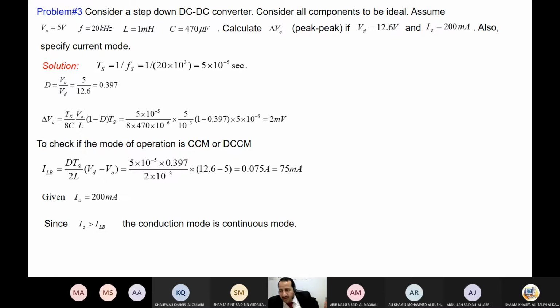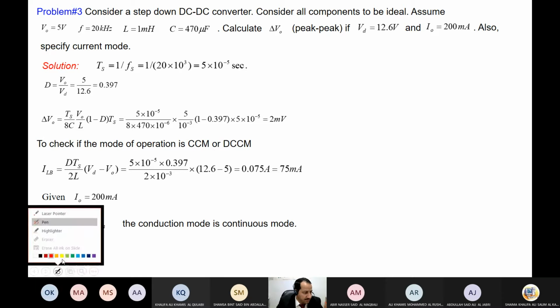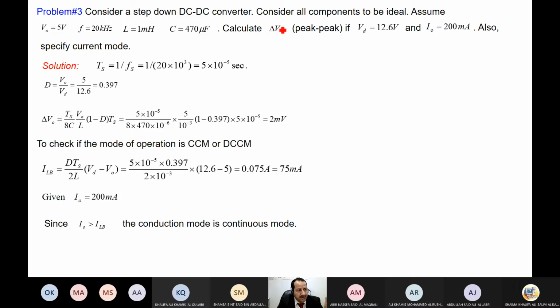Sorry. So we're still working on the DC-DC converter, as you can see here. Consider a step down DC-DC converter. So it says step down. Directly understand this is a buck converter. Consider all components to be ideal. This is our assumption as usual.